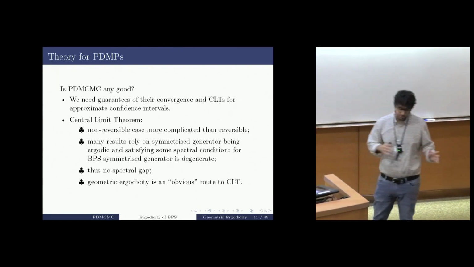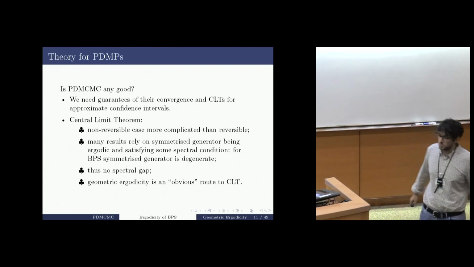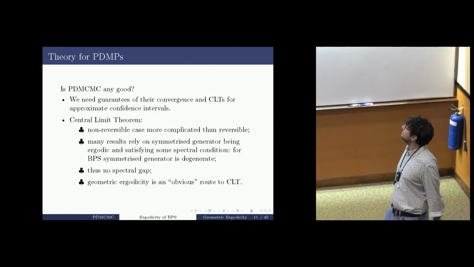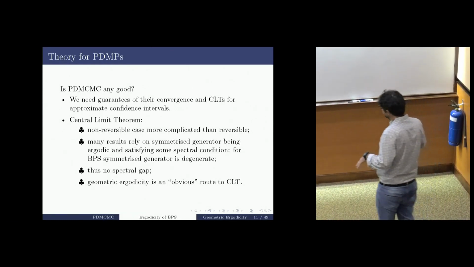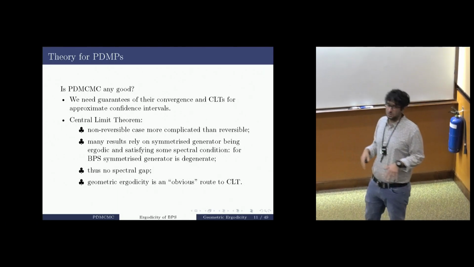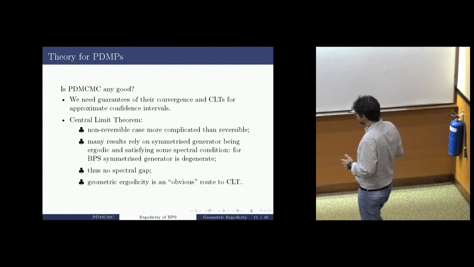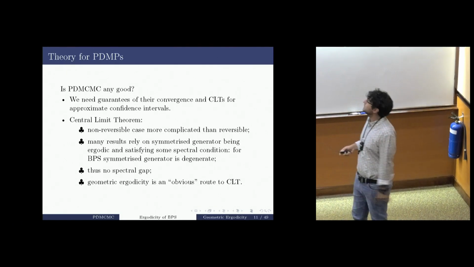We need to know how they scale with dimension and what kind of problems we can tackle efficiently. And the other thing that would be nice would be to get a central limit theorem. Now, the problem that comes here is the non-reversibility. So CLTs for Markov chains and Markov processes are very nicely described for reversible processes. There are many tools you can use.